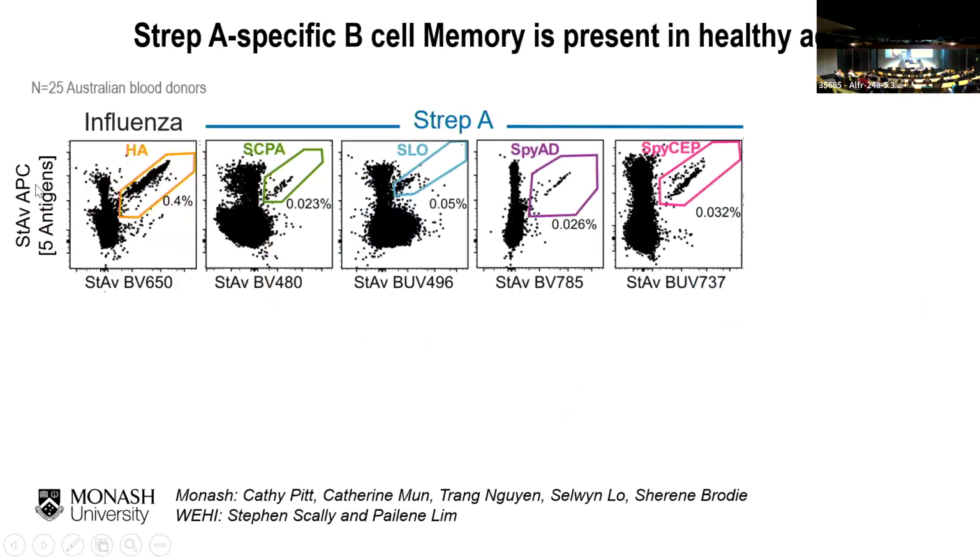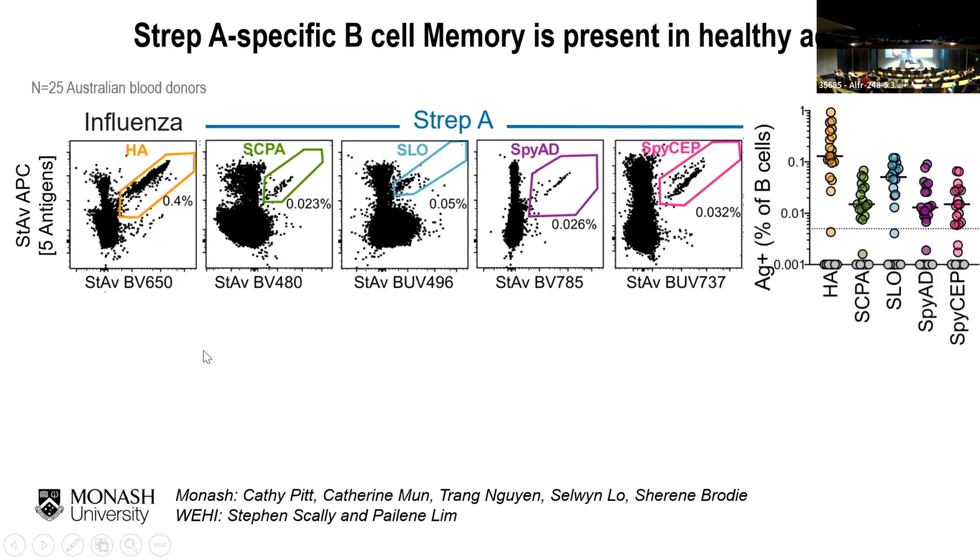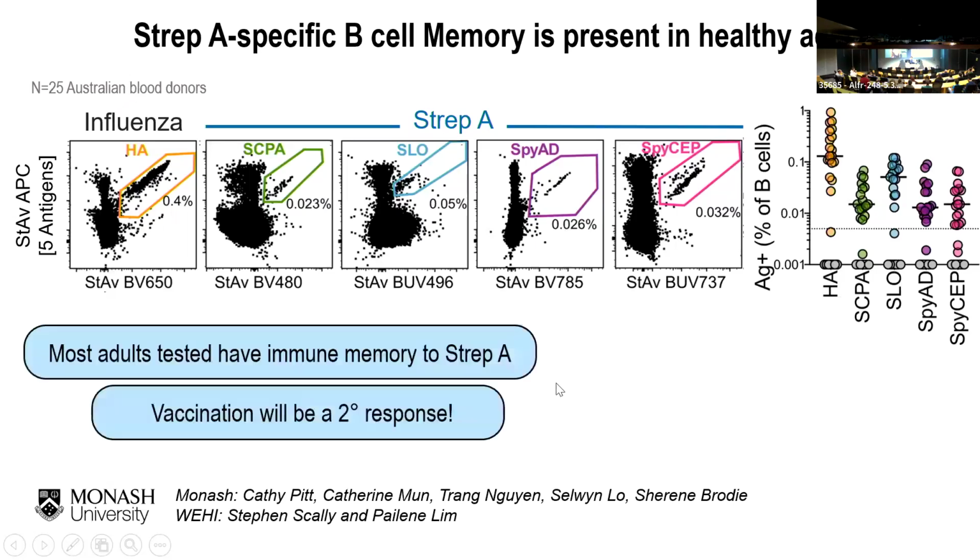So this is some flow cytometry plots of B cells showing what these multi-antigen approaches look like. Here we have all 5 of these antigens conjugated to APC, and then these different streptavidins can distinguish the cells that are specific to HA for influenza, and these 4 Strep A antigens. And what our analysis of human blood donors has shown so far is that most adults have immune memory against all of these vaccine candidates. And that really suggests that vaccination is going to be a secondary response.